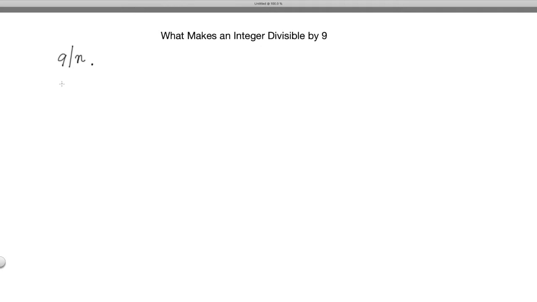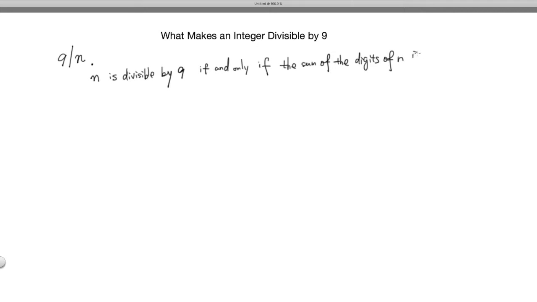We know this property. A lot of you already know this property, that a number n is divisible by 9 if and only if the sum of the digits of n is divisible by 9.